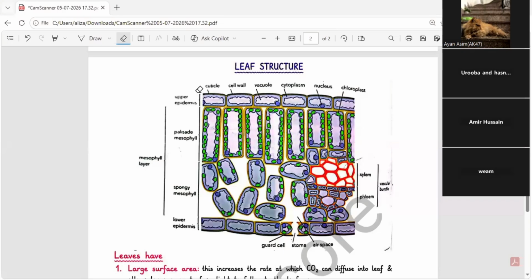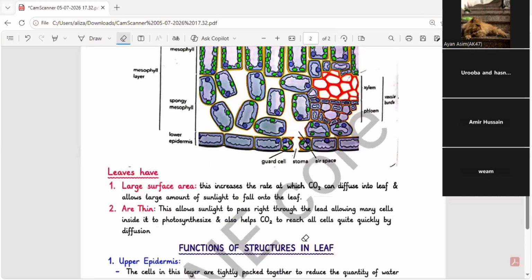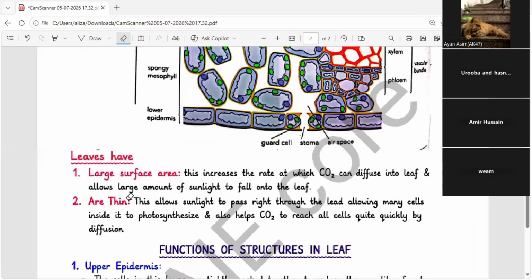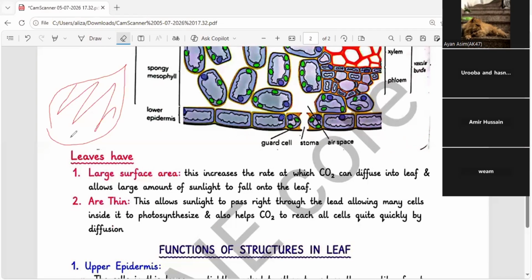Okay. So the leaf structure. So this was all about the leaf structure. We'll discuss each of them in detail now. First of all, what you need to remember is that leaves have a large surface area. There are two characteristics of the leaf which are very important from your examiner's point of view that you must remember. So the first one is that leaves have a large surface area. What does that mean? It means the leaves have a very large surface area at the top.